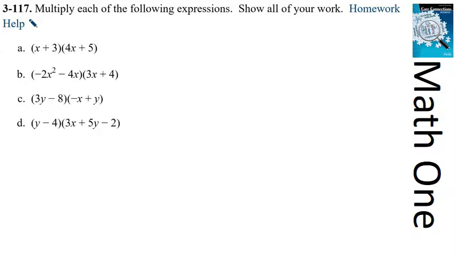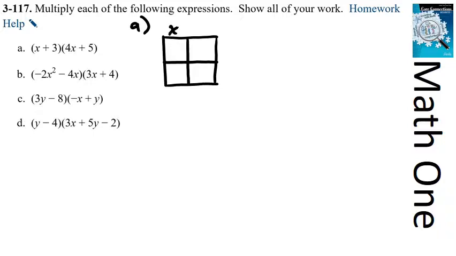117 says multiply each of the following expressions and please show all your work. I'm going to use a generic area model for each of these problems. So for A, I can see it's a binomial times a binomial. So I'm creating a 2x2 grid. And across the top, I'm going to go ahead and place an x and a +3, and then a 4x and a +5.